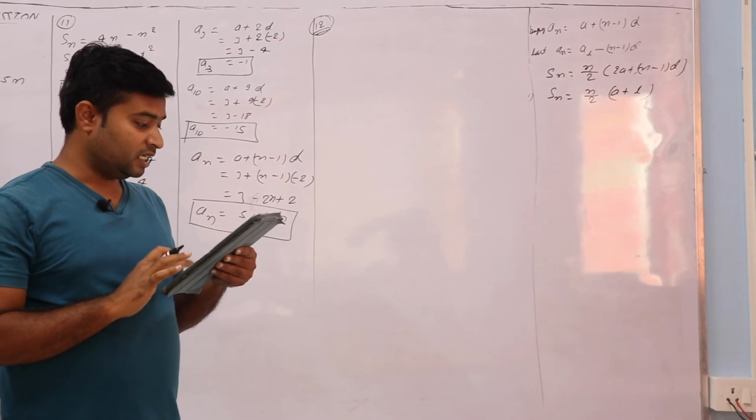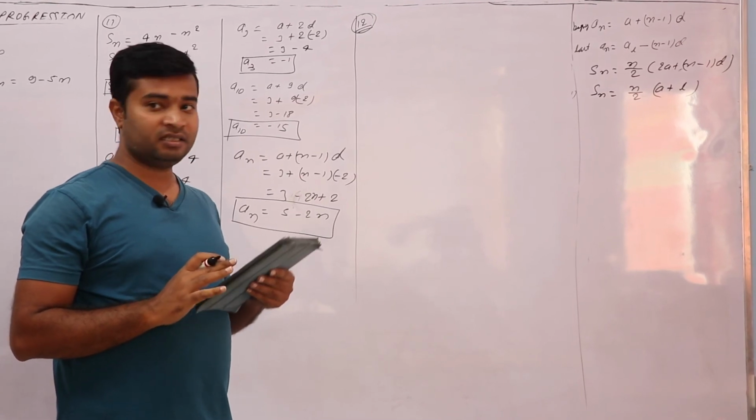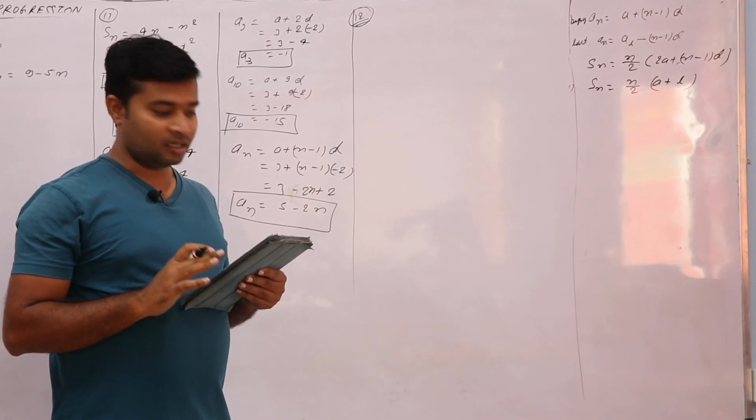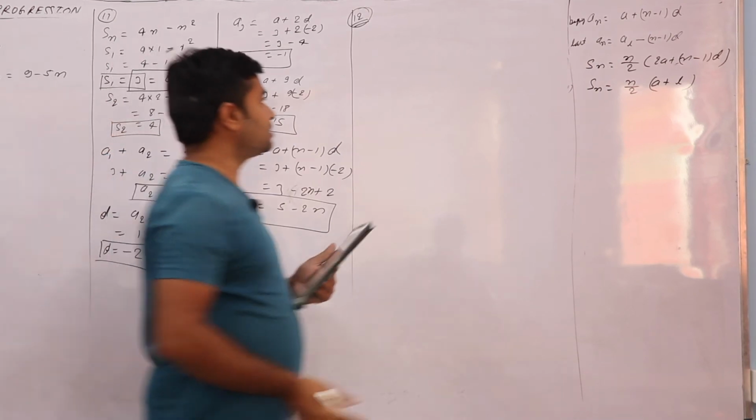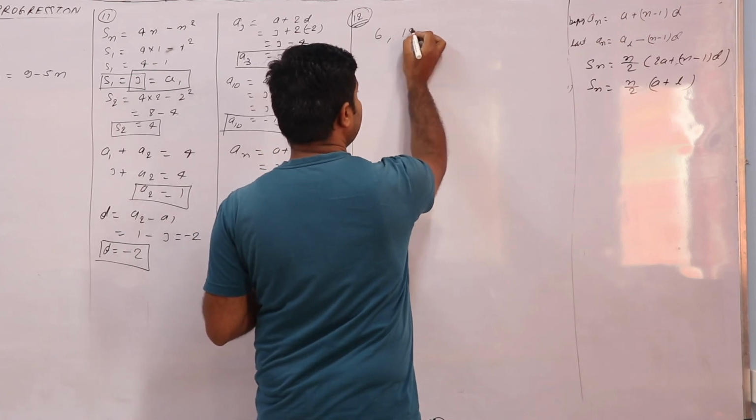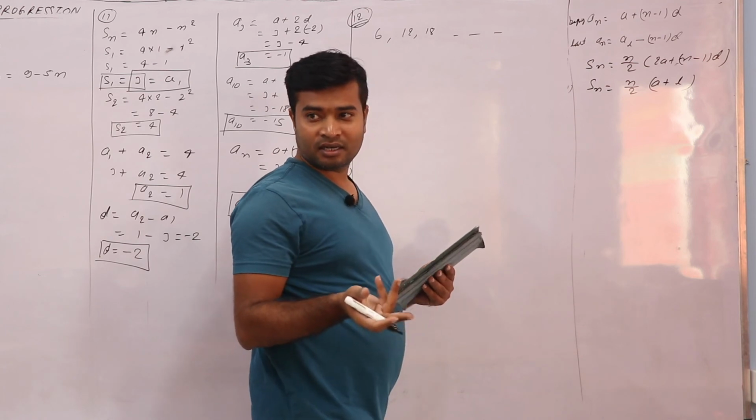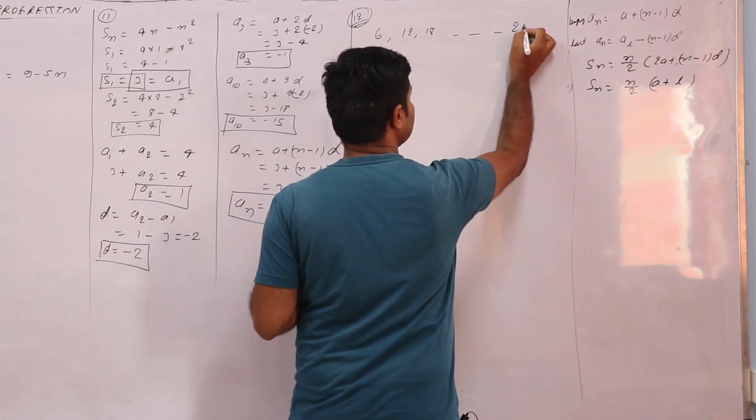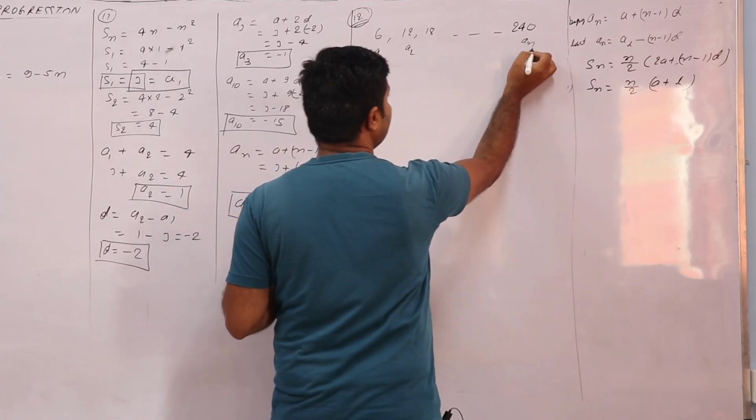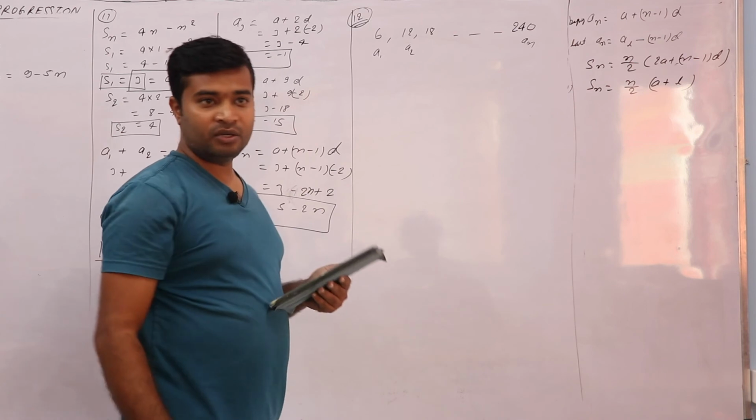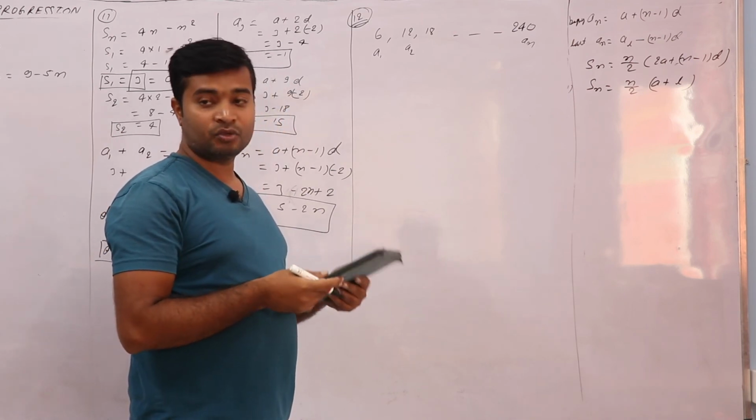Where is question number 12? Find the sum of first 40 positive integers divisible by 6. So first term will be 6, second will be 12, third will be 18, and last will be 240. 6 into 40 is 240. Yes? A1, A2, A3, A n. And what is the question asking? Find the sum.